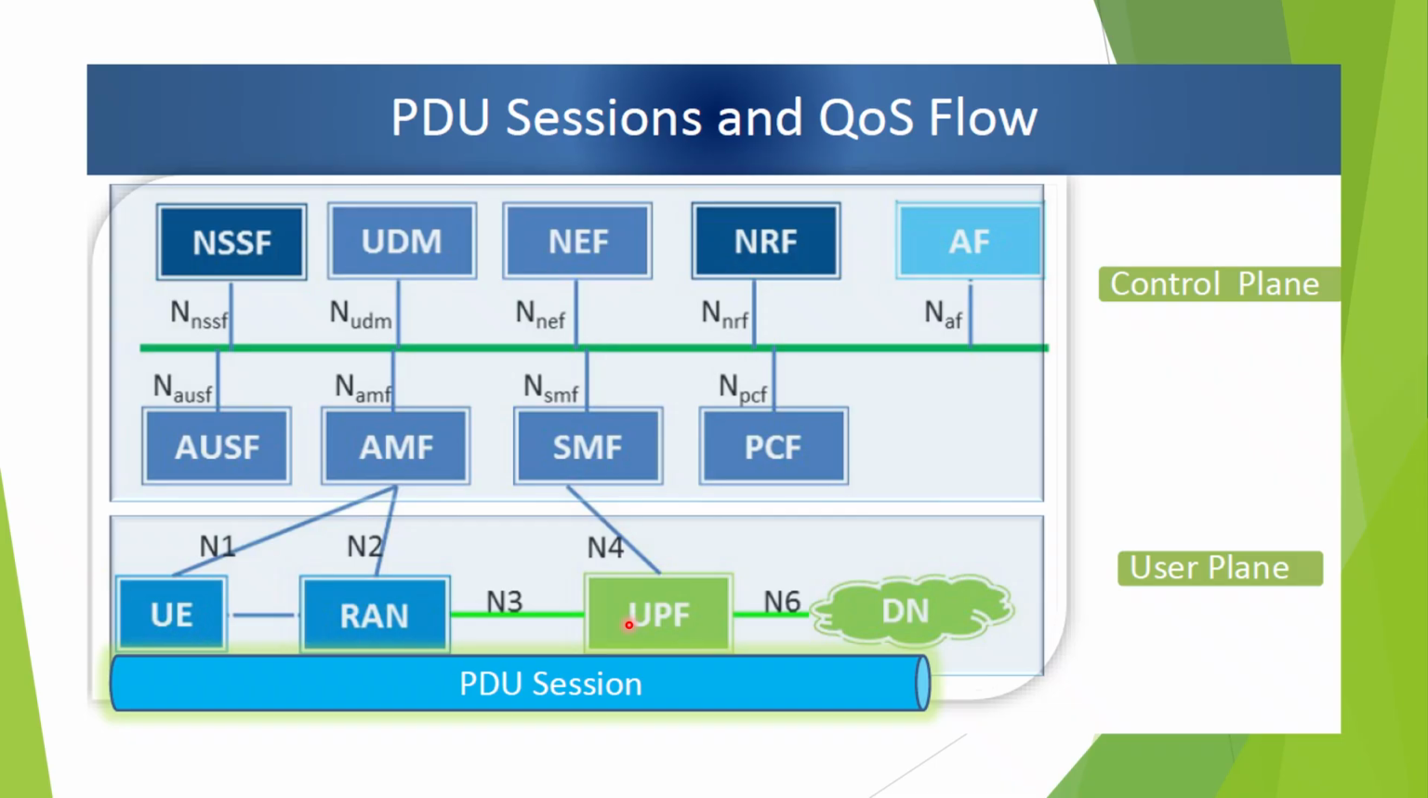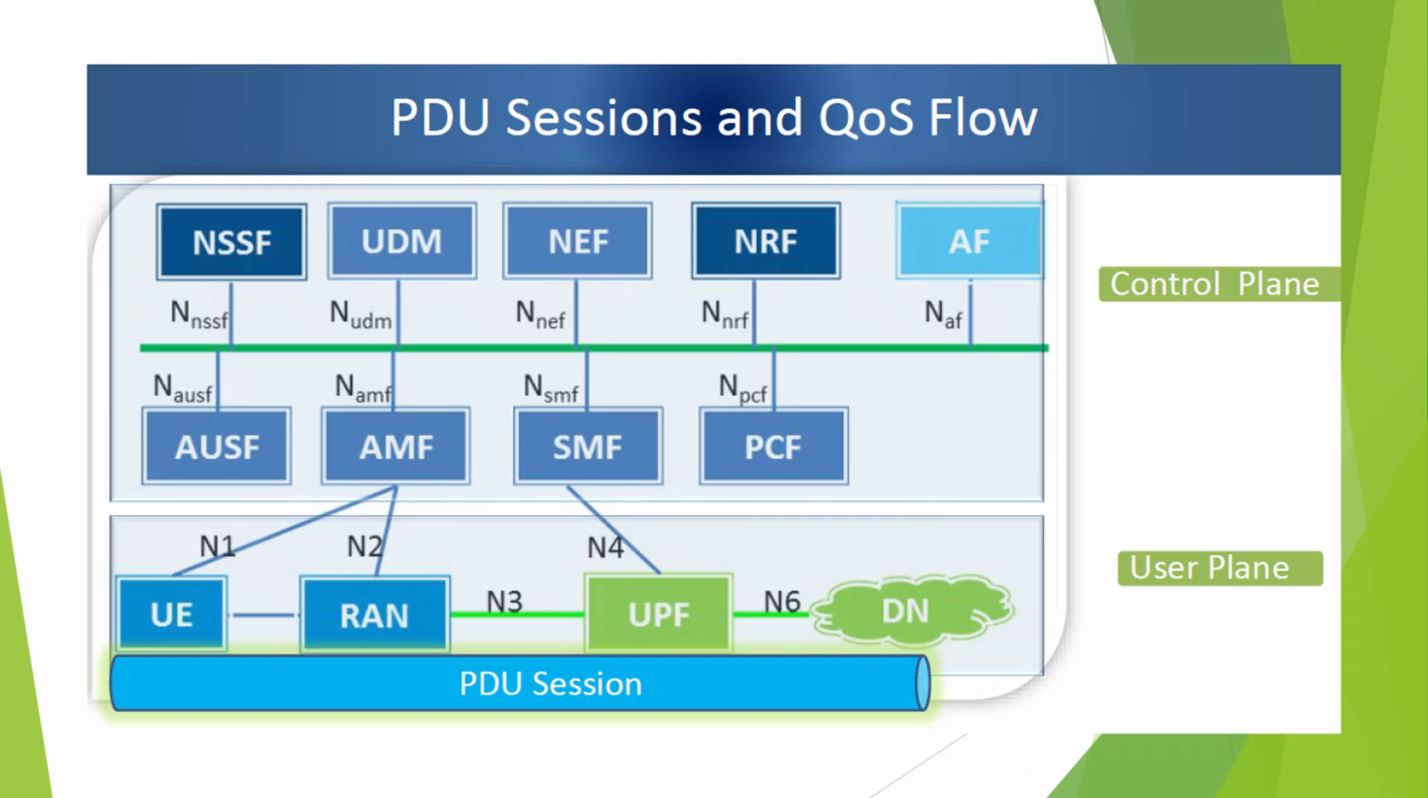N2 session setup. In this N2 session setup, the SMF asks the AMF to create the N2 session. The AMF instructs the gNodeB to establish radio resources. The gNodeB creates the data radio bearer.